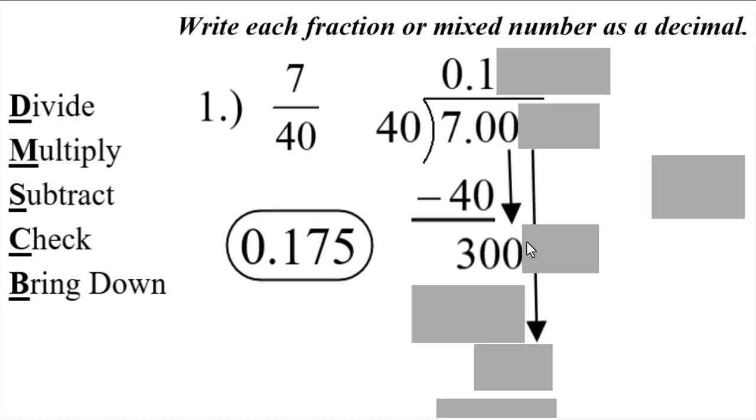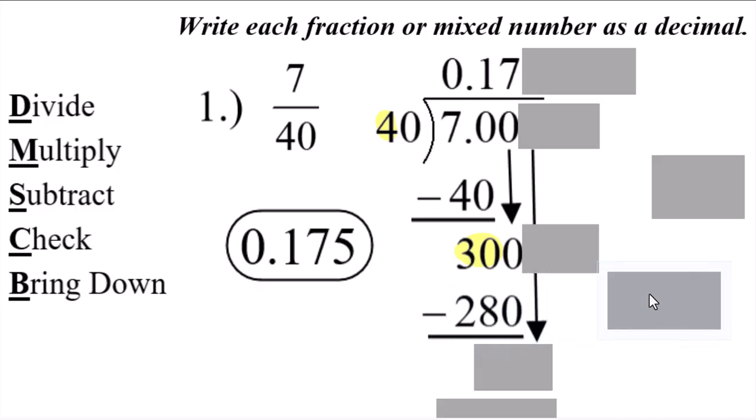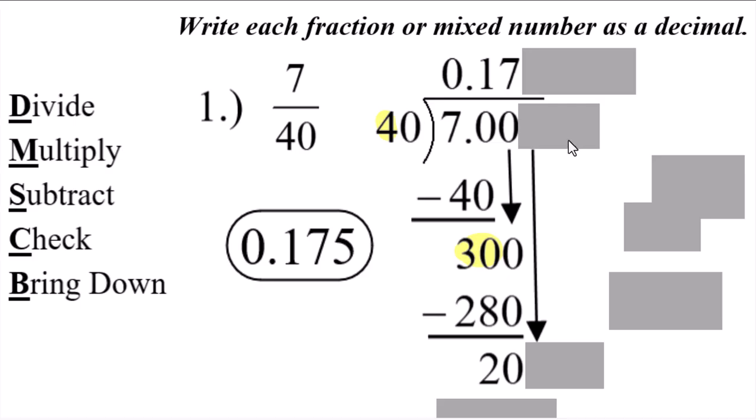How many 40s go into 300? You can think to yourself how many 4s would go into 30, and that would be the same answer for how many 40s go into 300. 7 of the 4s could make 30, so therefore 7 40s can make 300. 7 times 40 gives us 280. Subtract, we get 20. We double check. Is 20 less than 40? Yes, it is. So I bring down another 0.